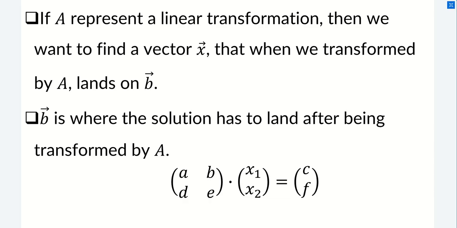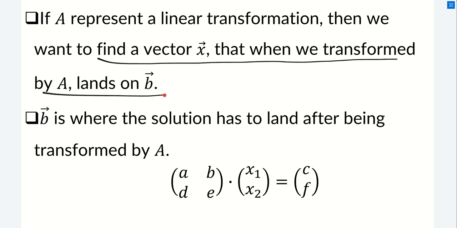I believe it is clear. So if A represents a linear transformation, then we want to find a vector x that when we transform by A lands on B. Now this statement is very, very important. That is what I've explained to you, but I will use graphical or geometric interpretation to explain it to you. Now, A is a linear transformation.